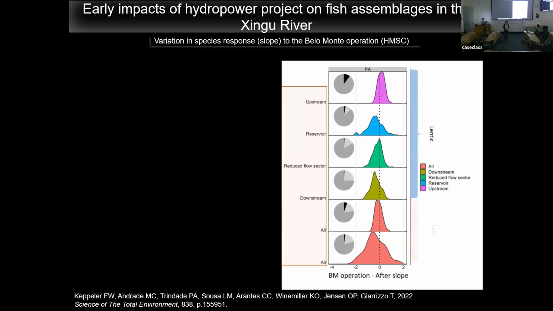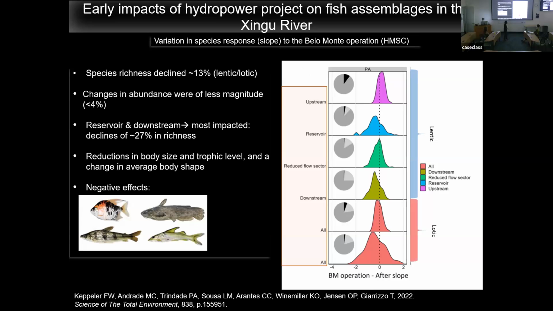So a few results here, more descriptive information. We found that species richness declined on average 13%. We also found a change in abundance, but that was of less magnitude. We found the areas in relation to the dam, or the distance from the dams, that were more strongly impacted, and that was the reservoir and the downstream sector. You can see that this density plot is shifting to the left, showing that most species responded negatively, right?